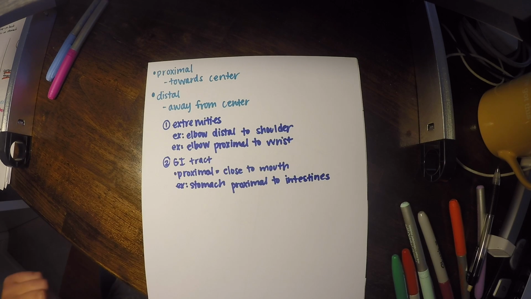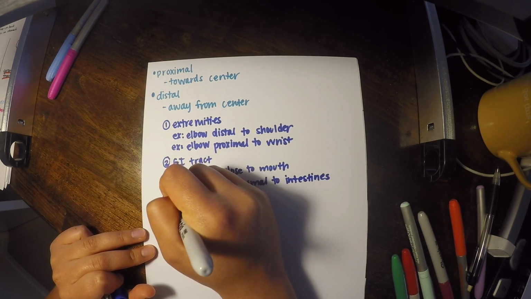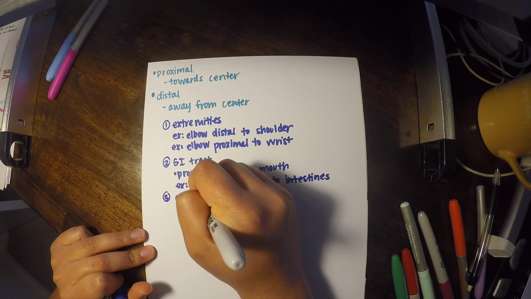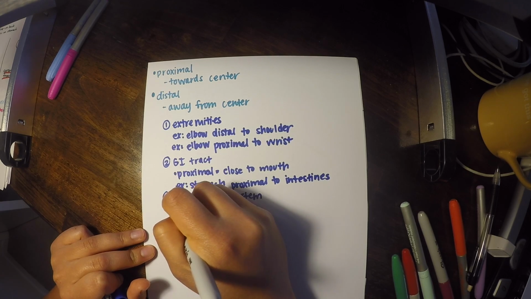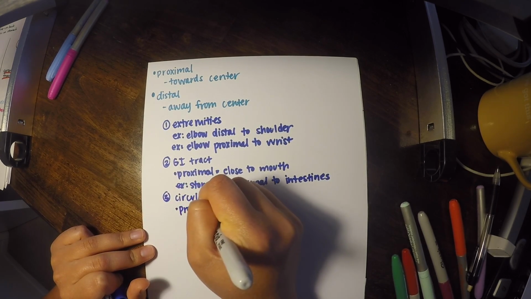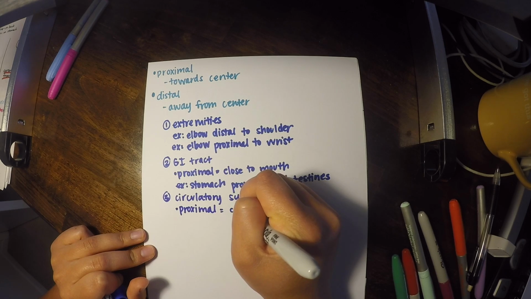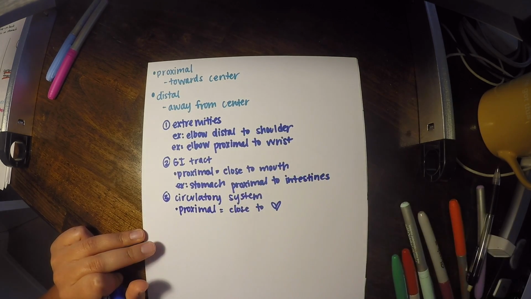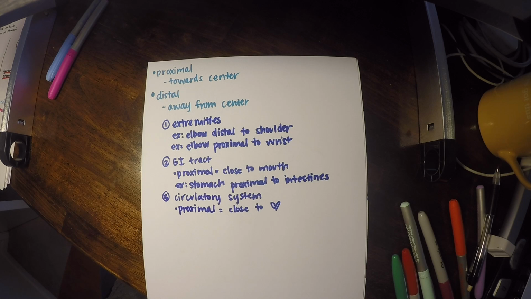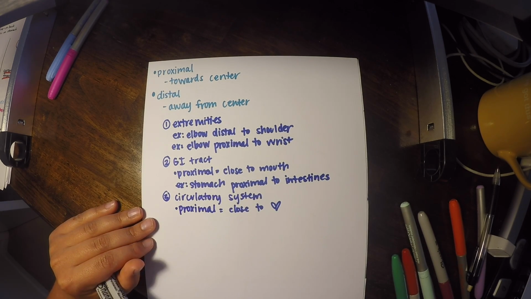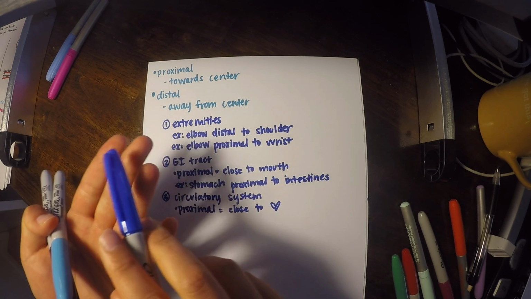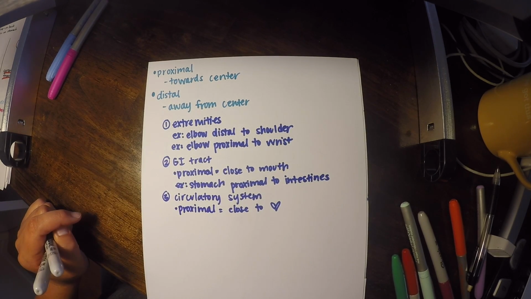And for your heart or your circulatory system, proximal means close to the heart. So I'm not going to write an example out for that, but basically just note that those blood vessels that are right next to your heart are proximal to the blood vessels that go all the way out into your fingers. So proximal always means close to the heart.